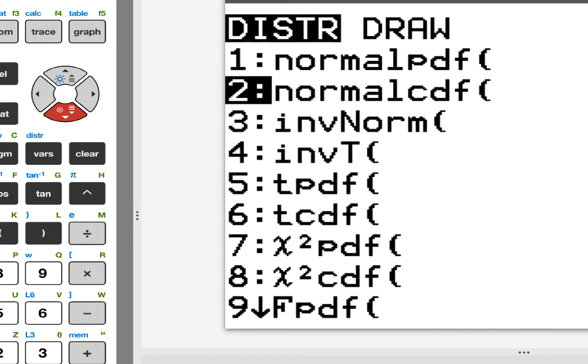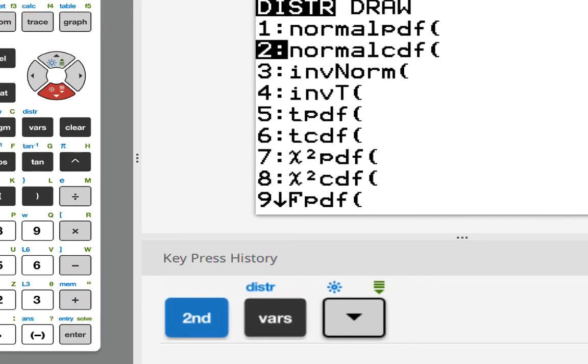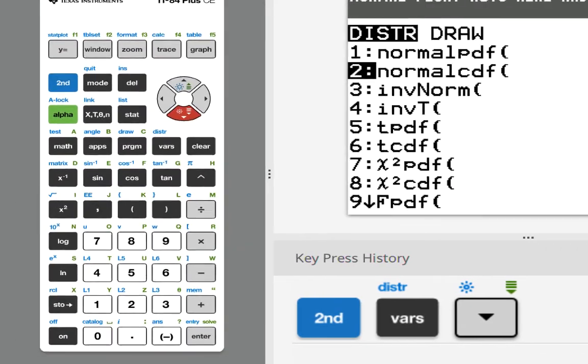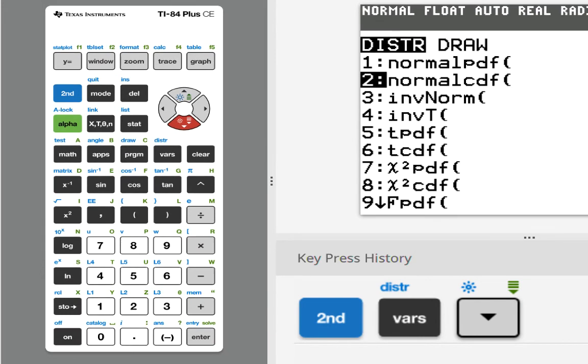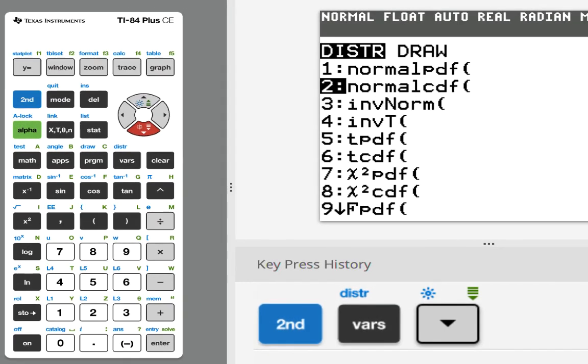I might have to squeeze the screen, guys, so that we have everything in one go. Hopefully I can show it to you in one place. So this is the screen we are looking at. Let me repeat it again. We would do second and vars here, and then this window will open up. Using the cursor, go to the second option and then press enter.